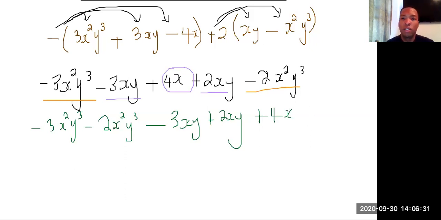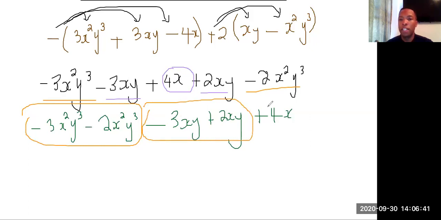Now I have to simplify. These two go together, we already know that. These two go together, and that's the standalone. Negative 3x squared y cubed minus 2x squared y cubed is none other than negative 5x squared y cubed.